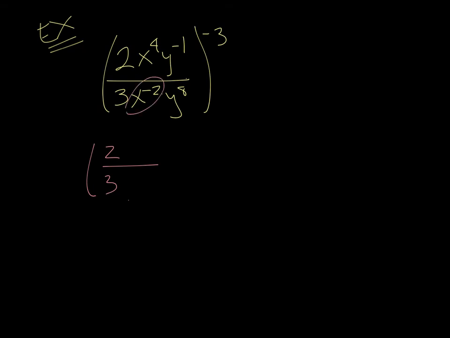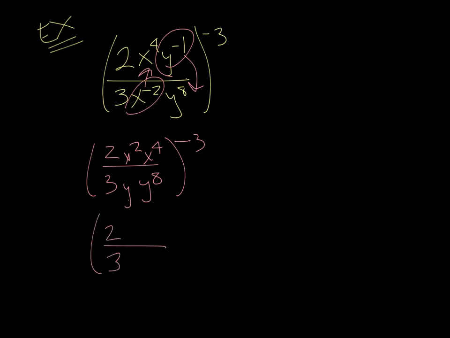I see an x to the negative 2 here. I'm going to bring that up. And I'm going to have x to the second and x to the fourth that was already there. I see this y to the negative 1 here. I'm going to bring that down. So I'm going to have y to the first and y to the 8th, and now I've still got this negative third power. Continuing to work inside, I'm going to have a 2 over 3 x to the 6th by adding them with the product rule, and y to the 7th, now all to the negative third power.